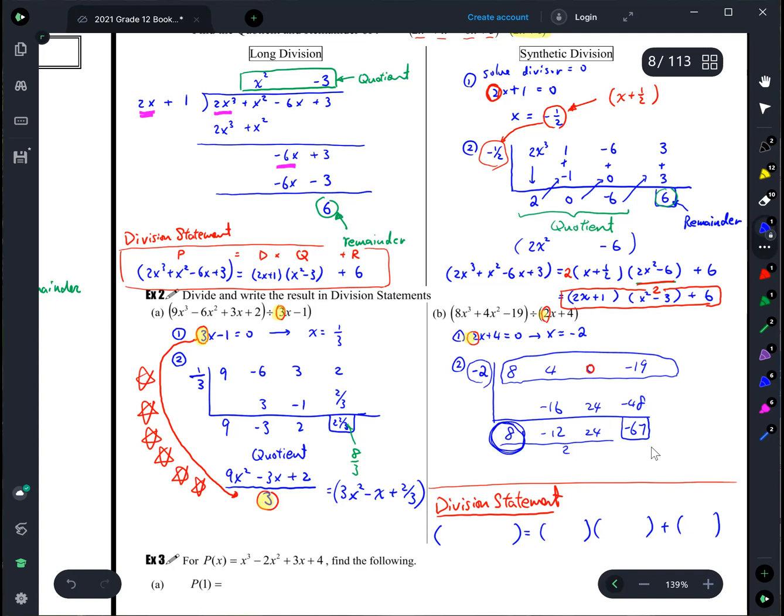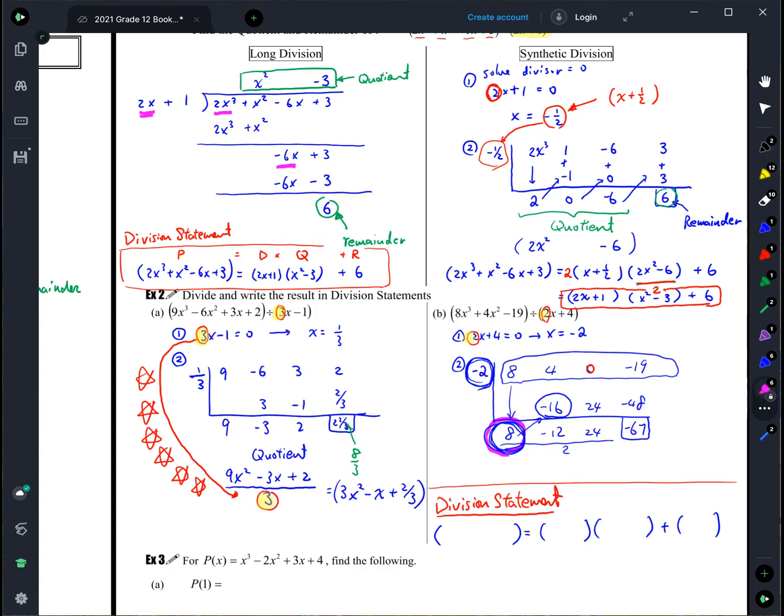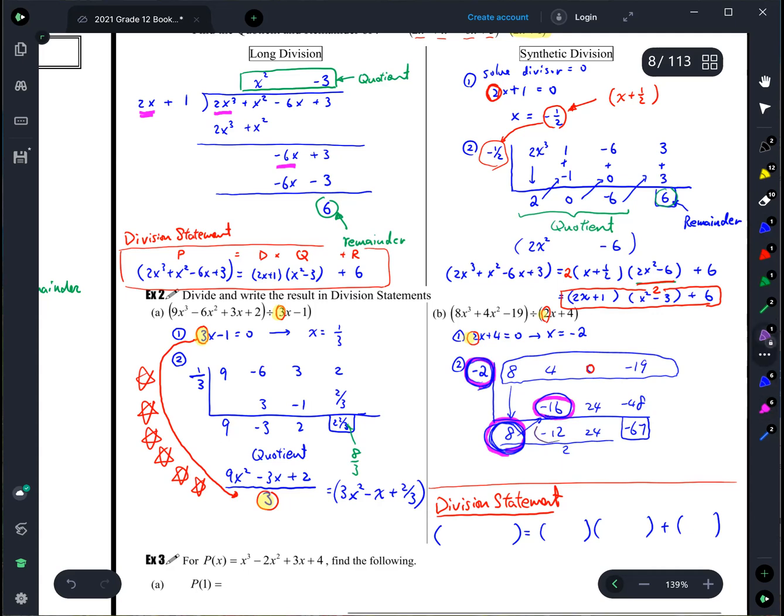I think you just drop it down. That's right. And then we go over and write -16. Do you know how we get the -16? No. You take the 8, you multiply with the -2. Do you see this 8? Yeah, I see it. Multiply with the -2. What's that? -16. That's how we get the -16. And then how do we get the -12 at the bottom?